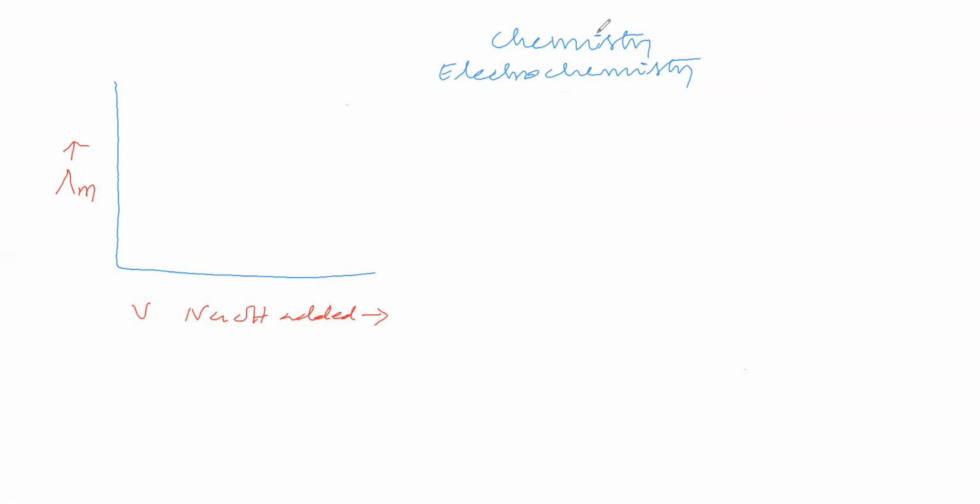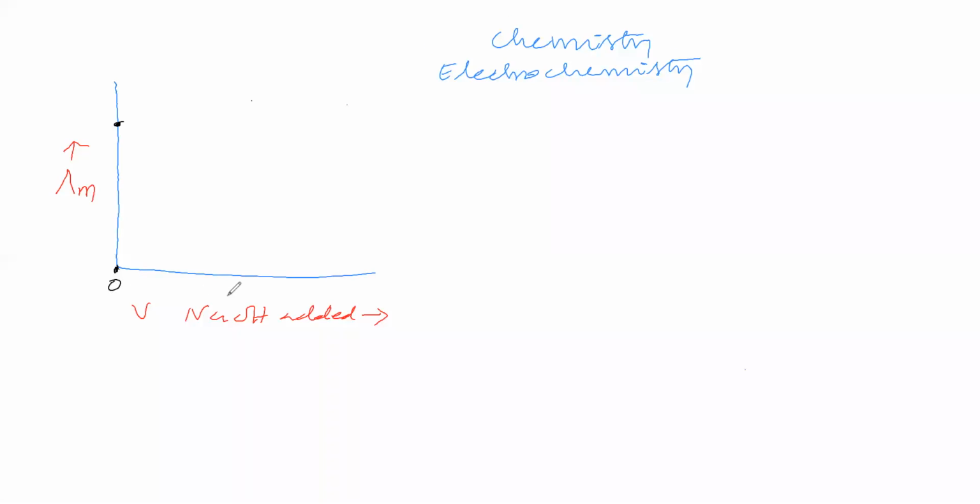In the flask, we will take HCl solution. In the burette, we will take sodium hydroxide solution. First, initially, the volume of sodium hydroxide added is 0. The flask contains only HCl solution, that has some lambda m, molar conductivity.